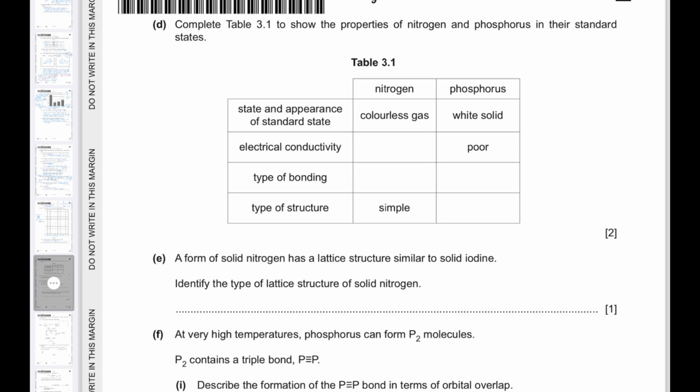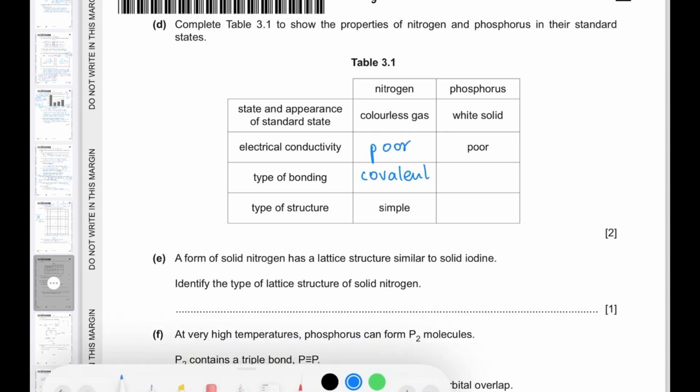Complete table 3.1 to show the properties of nitrogen and phosphorus in their standard states. Nitrogen is a non-metallic element, so it has poor electrical conductivity and covalent bonding. The same is the case for phosphorus, and both of them have a simple structure.